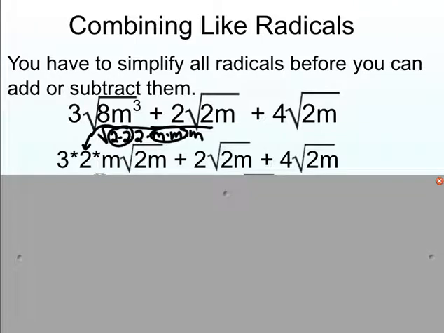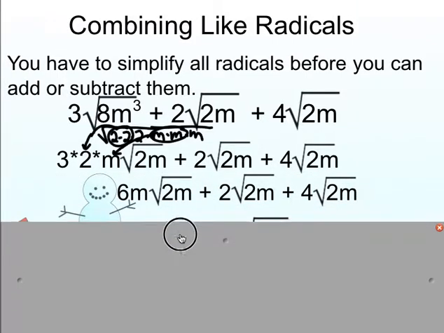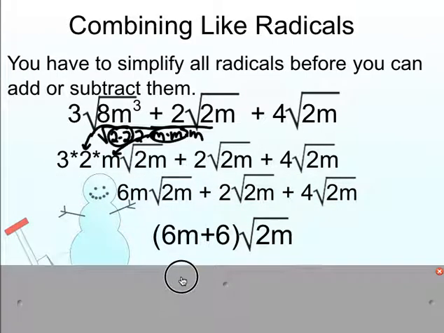Circle 2 m's, pop it out to be this m, and we're left with a 2 and an m inside. Now we have 6m root 2m plus 2 root 2m plus 4 root 2m. Okay, and we can combine a couple things. First of all, of course, we can combine these last two terms to say this is 6 root 2m. So I have 6m root 2m plus 6 root 2m.